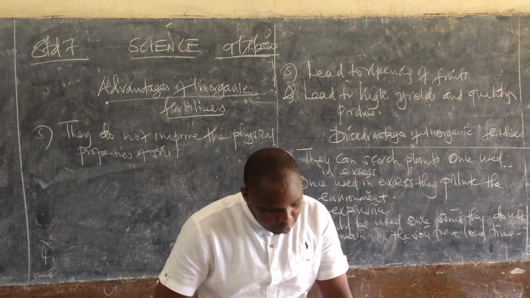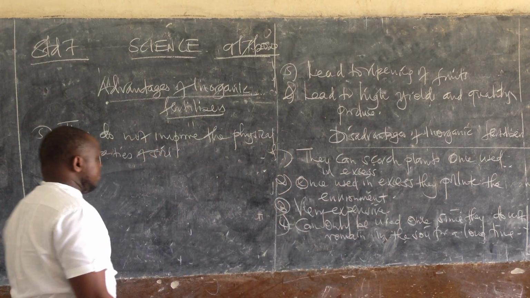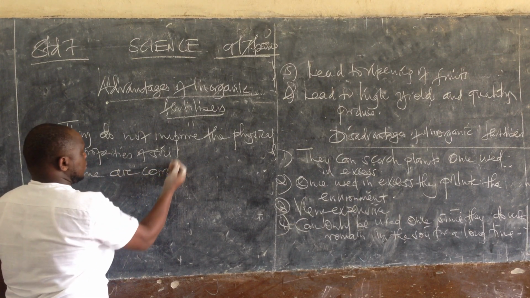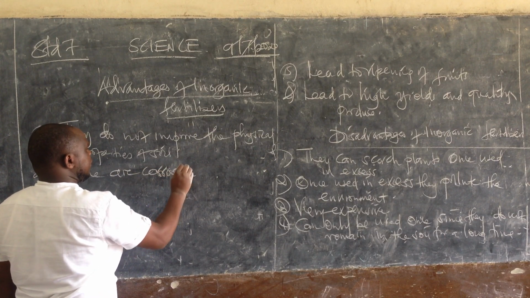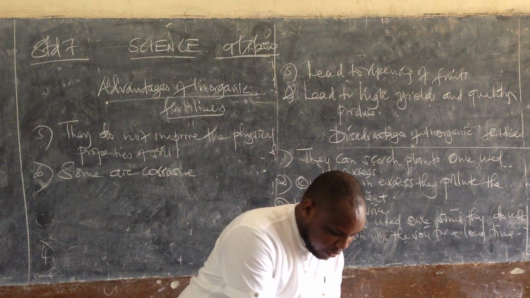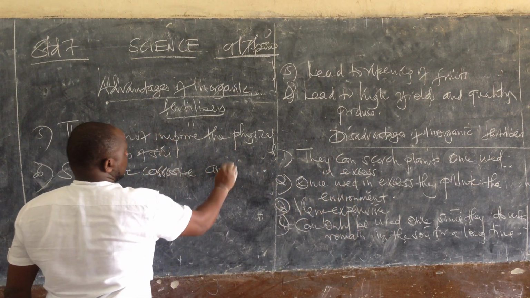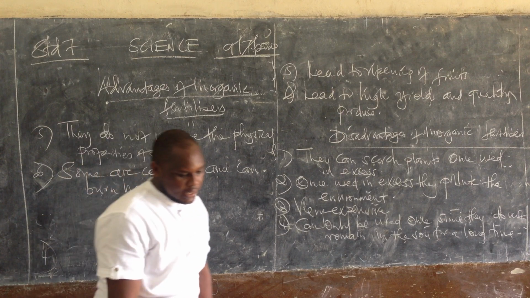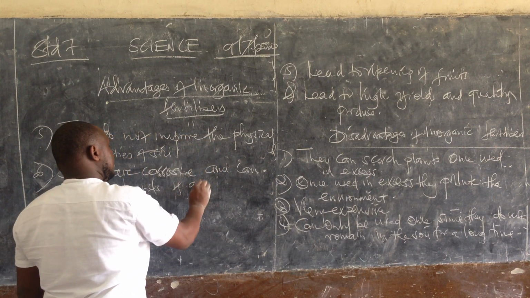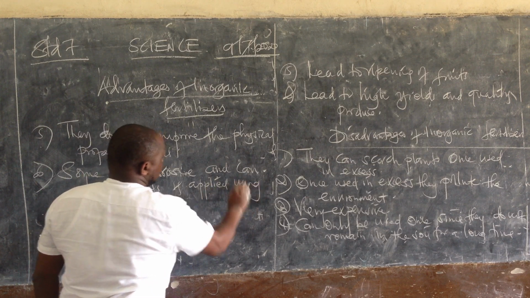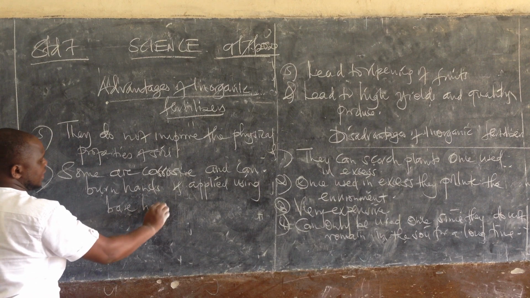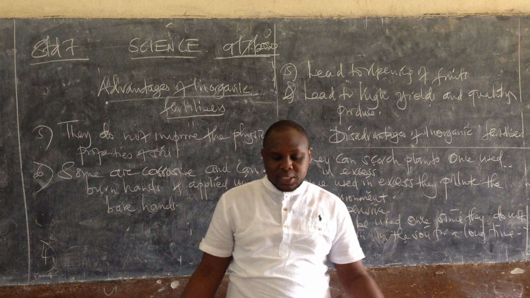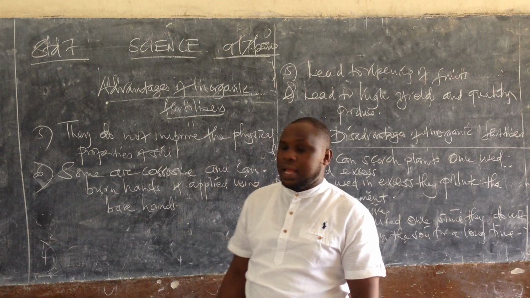Lastly, some are corrosive and can burn hands if applied using bare hands, meaning that they can burn. So you need to have maybe gloves to be able to apply these kinds of fertilizers. Once you apply them using bare hands, they can easily burn you.